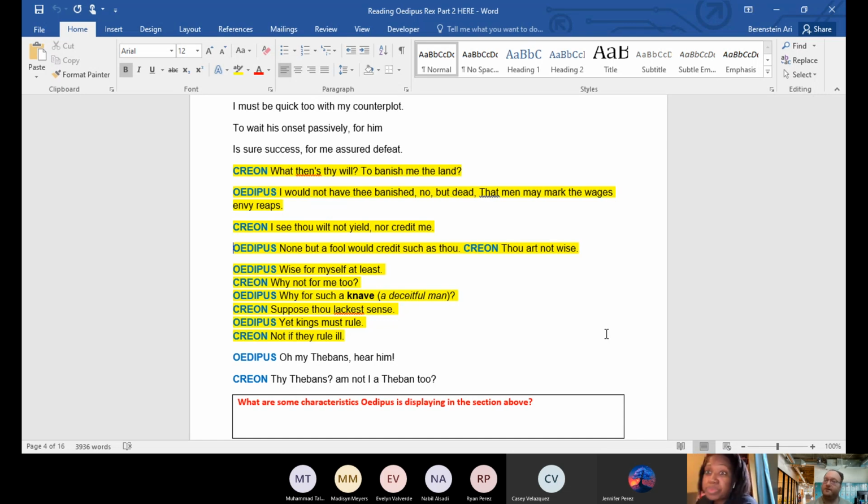Okay. Thank you very much. And what are some characteristics Oedipus is displaying in the section above? What is he doing that shows him to be either a good leader or a not so great leader?